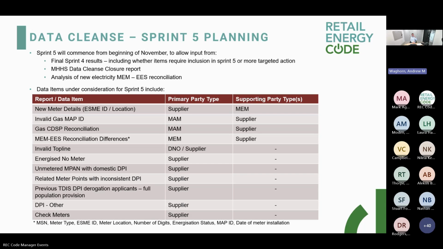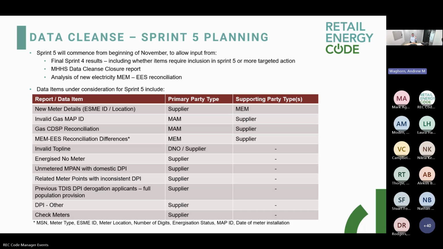So, knocking down quickly, and obviously a lot of these reports are consistent with previous sprints, so I'll talk more about why rather than what they are. New meter details: as I mentioned, we do still have some 10 or 11 parties that have gaps there, and it's a report that, with meter installations continually happening, continues to come through. It's obviously data that's had a lot of focus through the MHHS programme, so we think retaining that in the next sprint does have some merit.